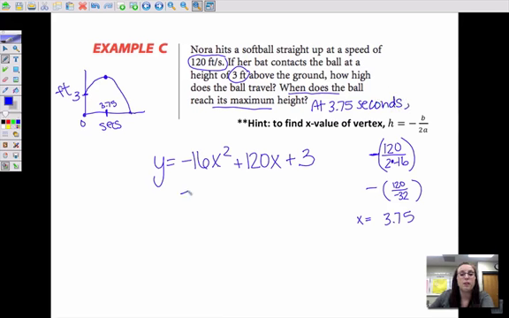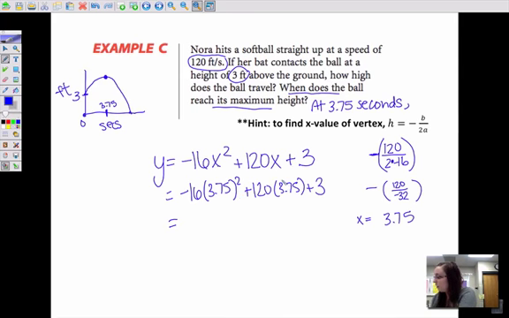And then I can just plug that in. And I will get approximately 228. Okay, so at 3.75 seconds, the ball is approximately 228 feet high. And that's the maximum height, okay?